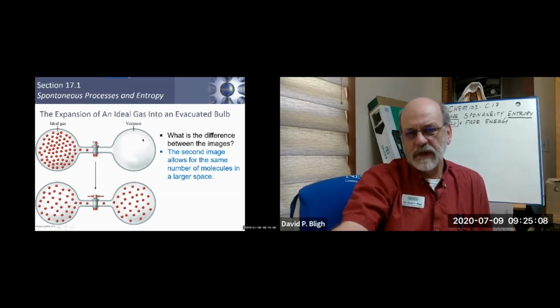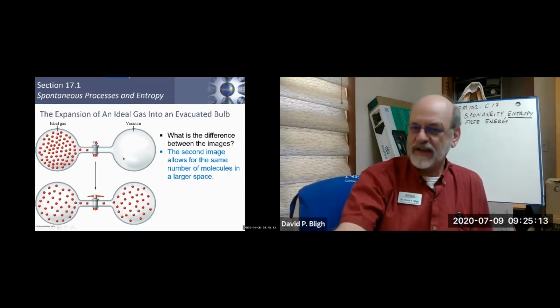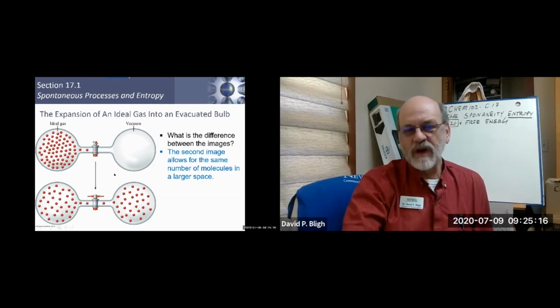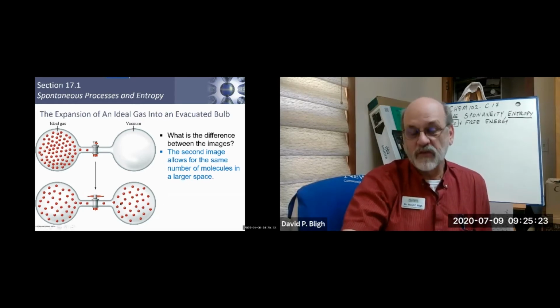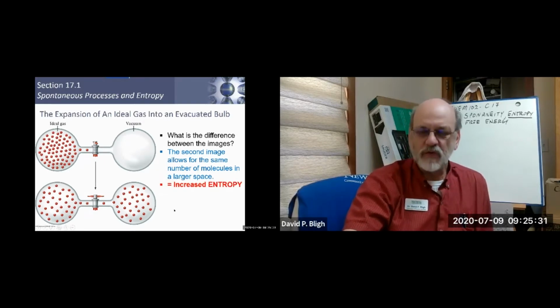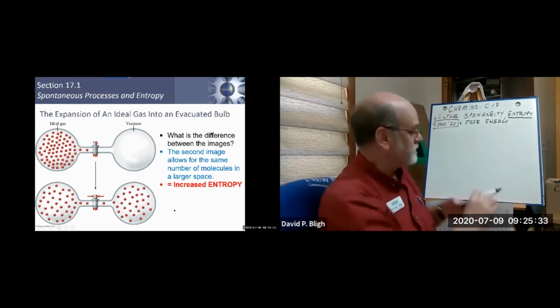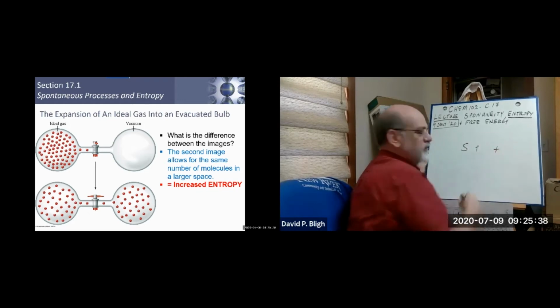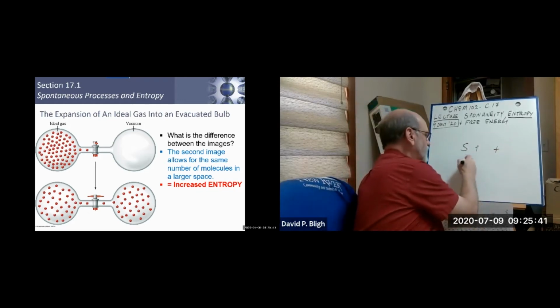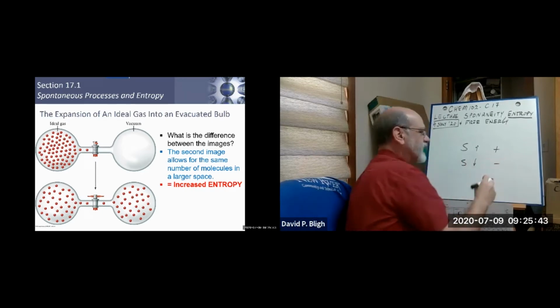Because nature, I've often heard it said, nature abhors a vacuum. If there's any way that matter can get into a vacuum, it'll find a way. And the reason is it wants that space. So we've increased the entropy, and as a consequence, if entropy increases, the value is going to be positive. If it decreases, the value is going to be negative.